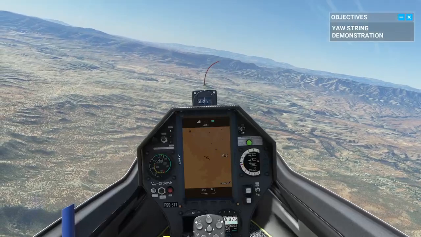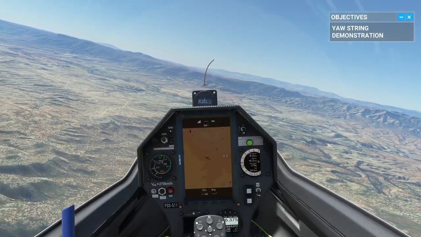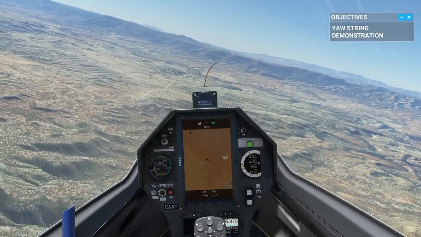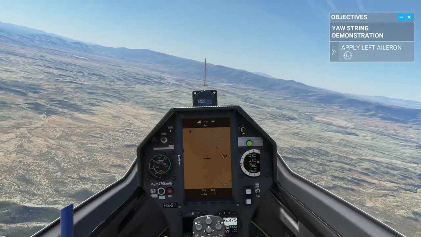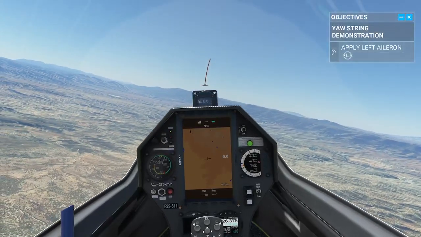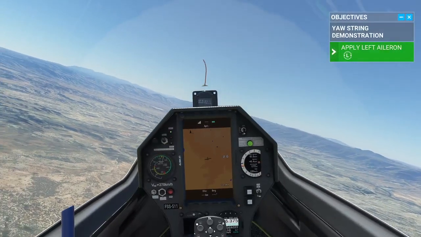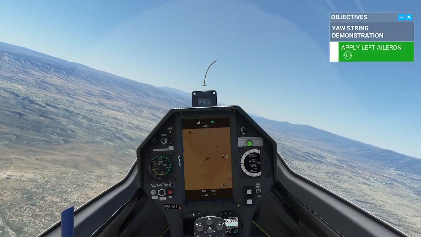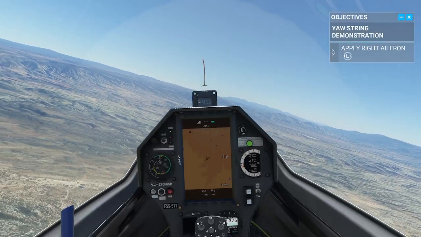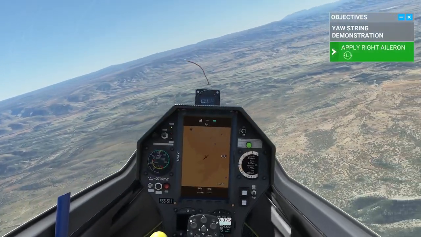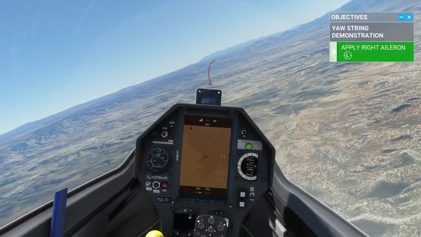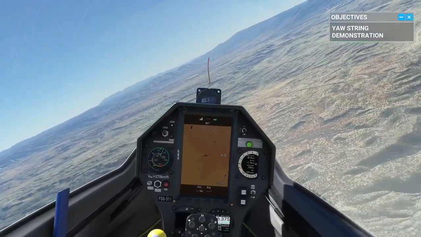Let's see what happens to the yaw string if we try to bank the glider without any rudder input. Keep the rudder centered and slowly move the stick to the left, then to the right while observing the yaw string. Steer the glider to straight and level flight again.